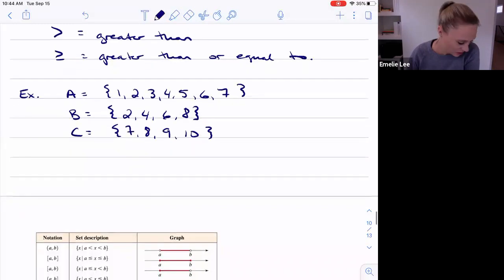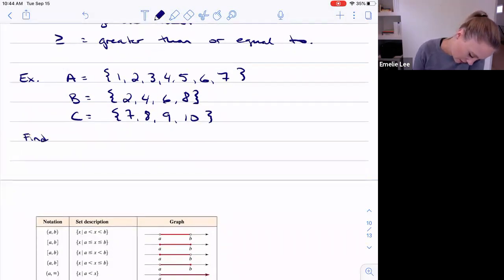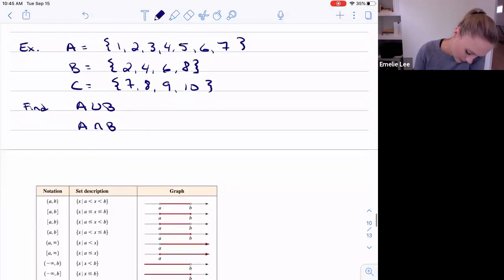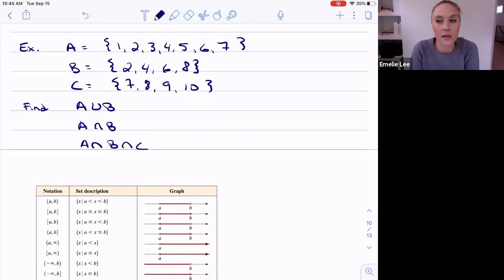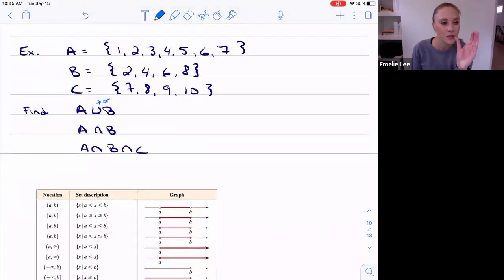I should have squeezed in this example earlier, but I forgot. So we want to find A union B, A intersect B, and then A intersect B intersect C. So we can extend it to 3 sets. For that third one, it has to have all the elements that are in all of these sets, A, B, and C. Keep in mind that the U you read as OR, and the upside down U, or the A, I like to think of as your AND.